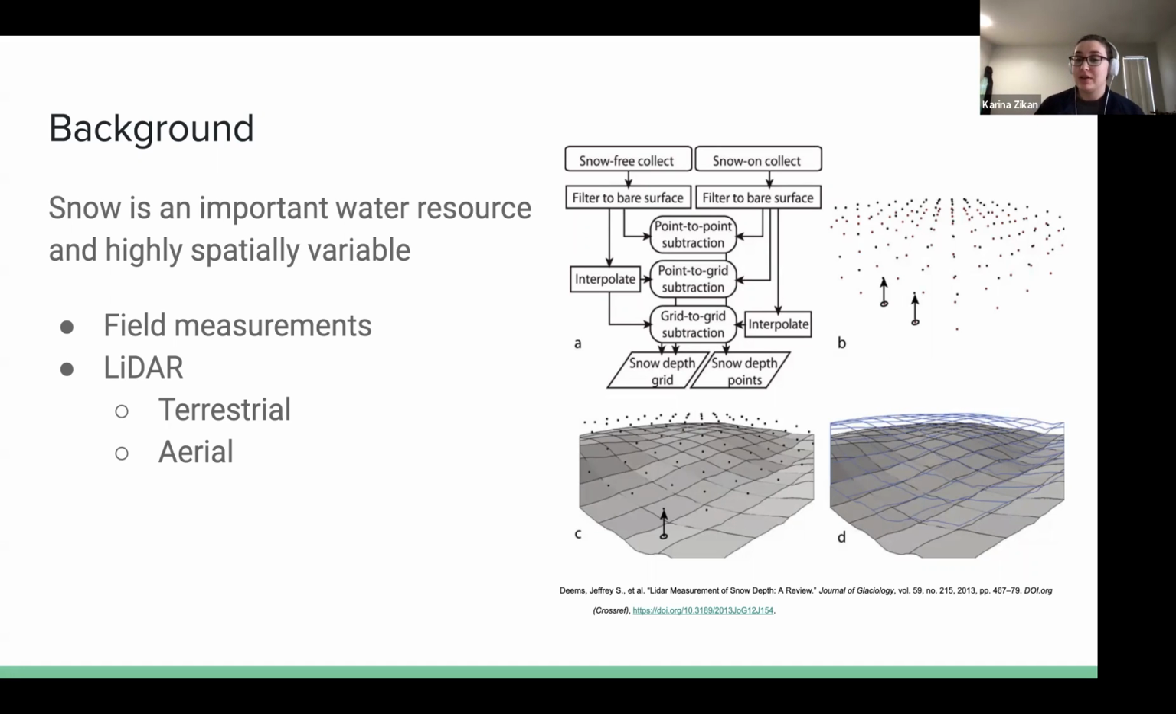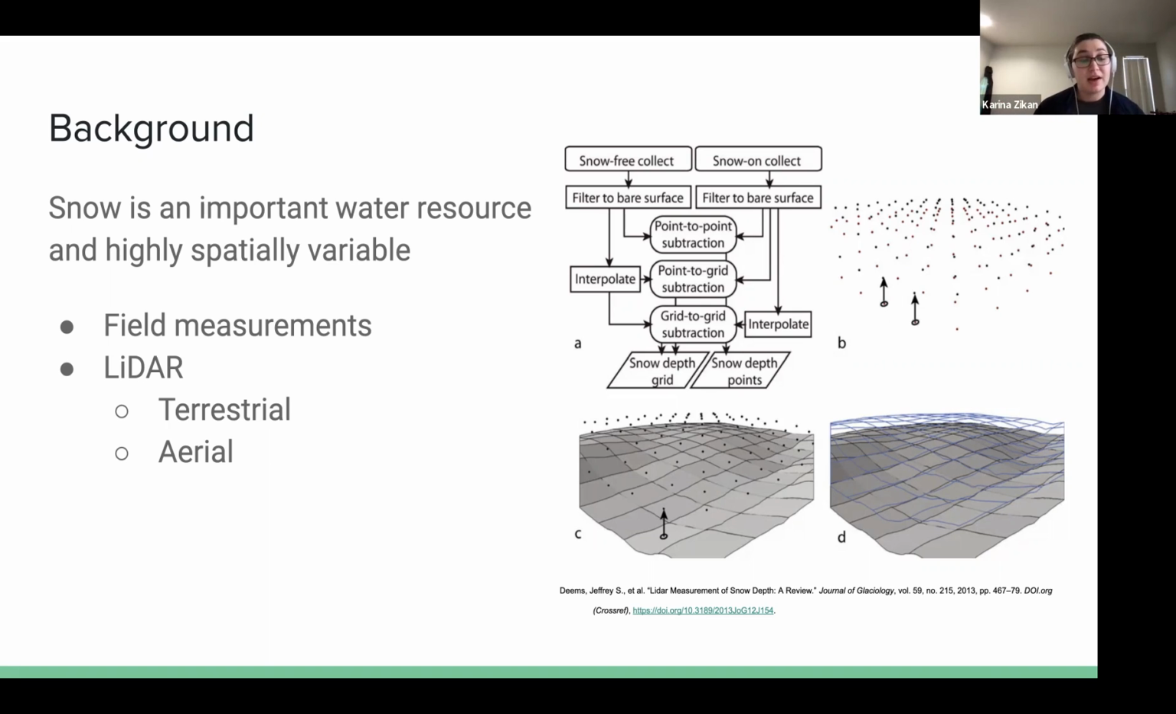LiDAR has really expanded ability to study snow depth. Current methods that are used are terrestrial LiDAR and aerial LiDAR from a helicopter or a plane. And this figure here from Deems et al. shows the basic methodology of how we would be calculating snow depth using a LiDAR data set, where we have a snow-free DEM and a snow-on DEM, and we compare the difference.